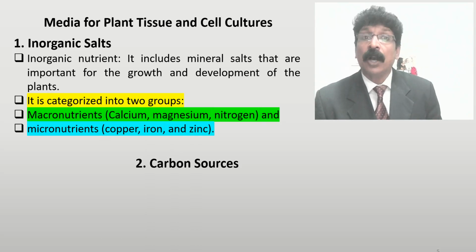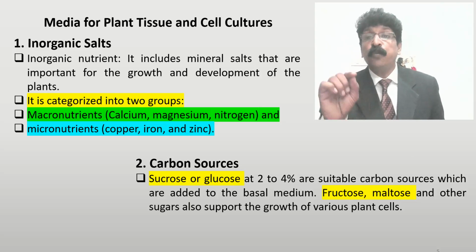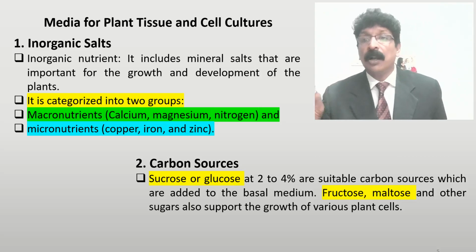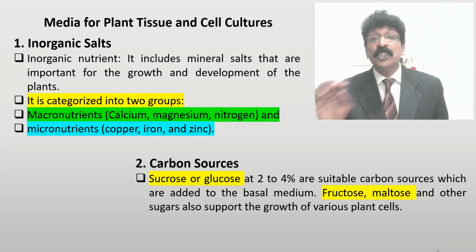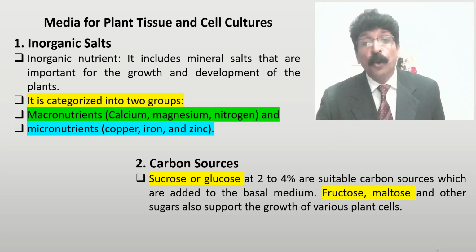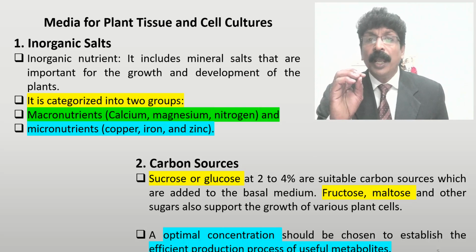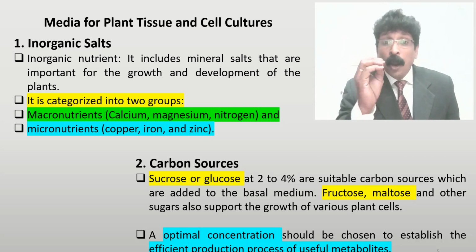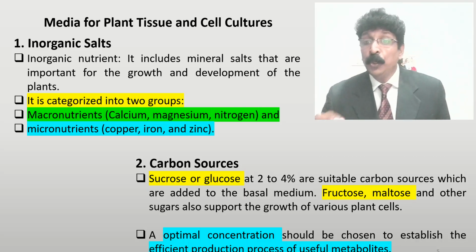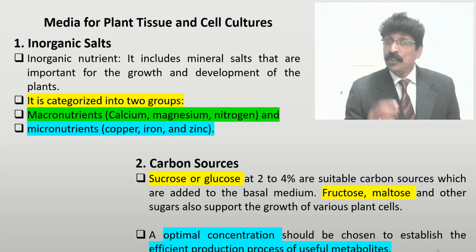Number 2 category, carbon sources: sugar or glucose at 2 to 4% are suitable carbon sources which are added to the basal medium. Fructose, maltose, and other sugars also support the growth of various plant cells. So an optimal concentration should be used to establish an efficient production process of useful metabolites.